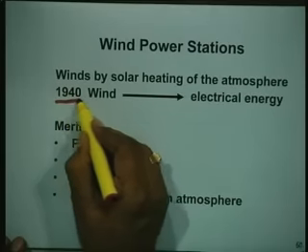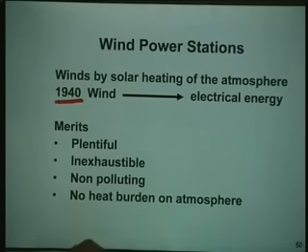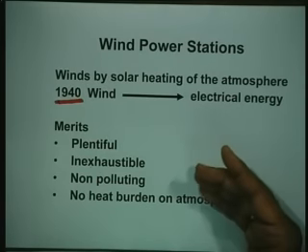Winds, of course, are generated by solar heating of the atmosphere. The sun is the mother or father of all energy sources. If the sun is not there, you won't get coal. If the sun is not there, you won't get water, the hydropower. You won't get rains. 1940 was the year when they started attempting to generate electric energy using wind.